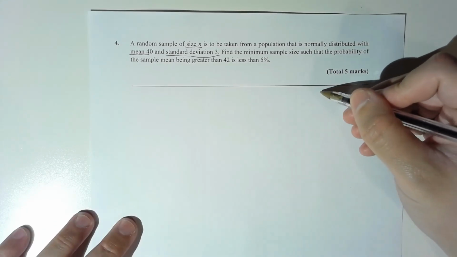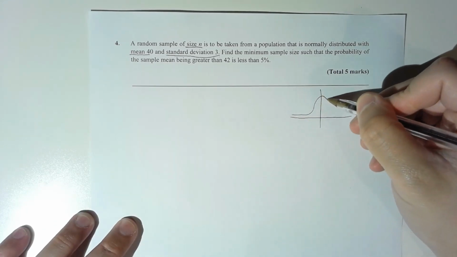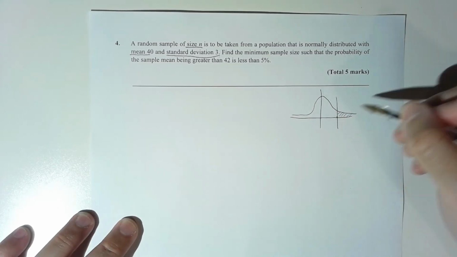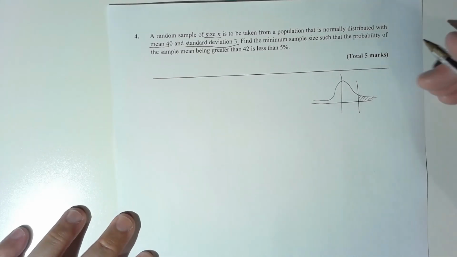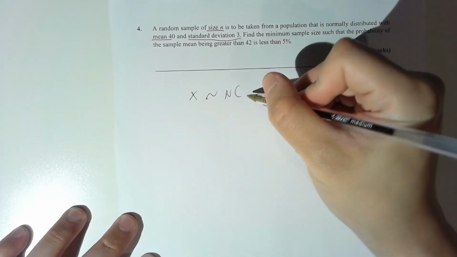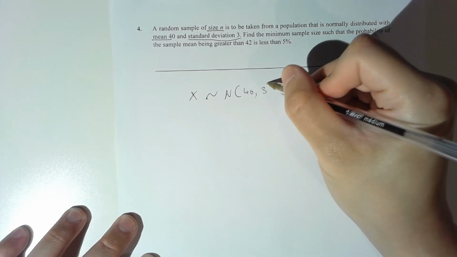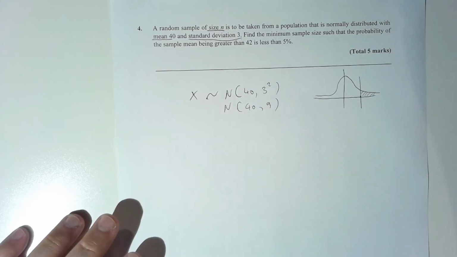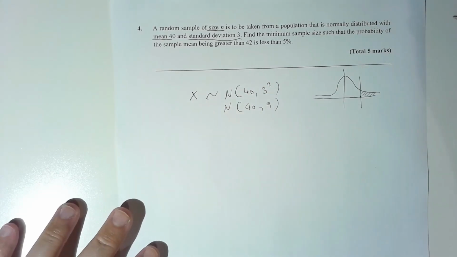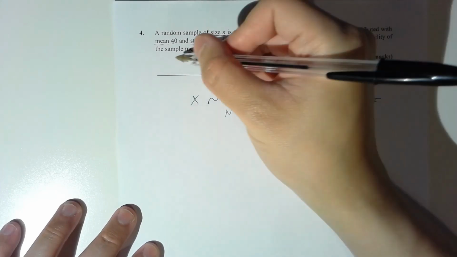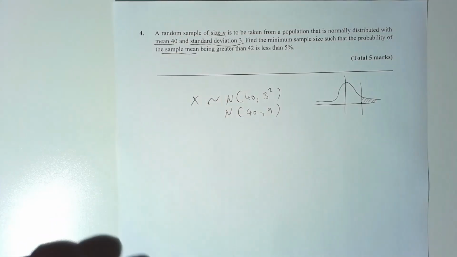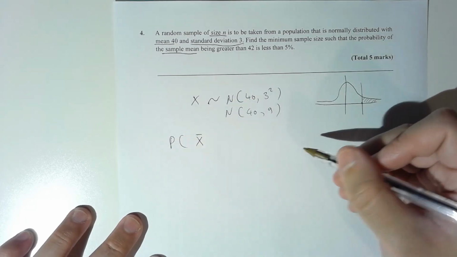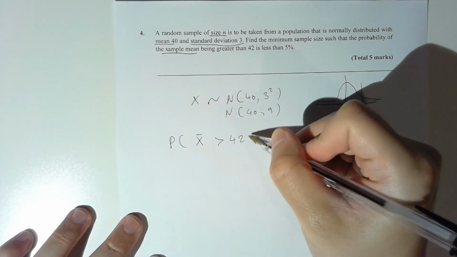So look here, that normal distribution like this, greater than 42, less than 5%. Okay, now before we carry on from here, mean equal 40 and standard deviation 3 squared, which is 9, isn't it? Now what we need to do is think about the sample mean. Because here the sample mean is greater than 42, so we're looking for the probability that X bar is bigger than 42.